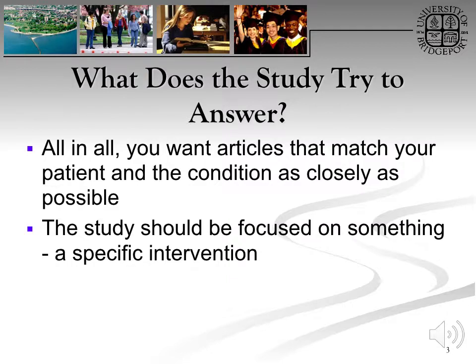So first you want to know what question the study is trying to answer. Of course, the title should be your first and hopefully very obvious clue. You want to know what the study is focused on, a specific intervention, preferably one intervention, because combinations of interventions make it difficult to know which outcomes were actually the effective ones.